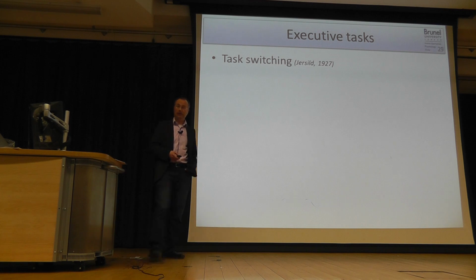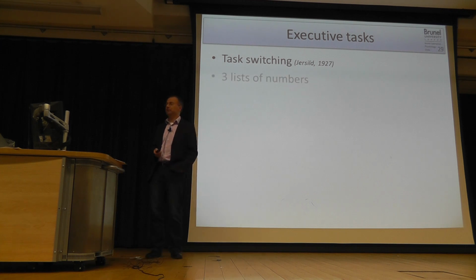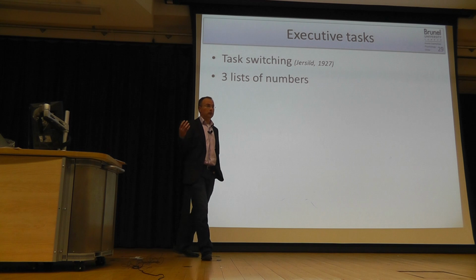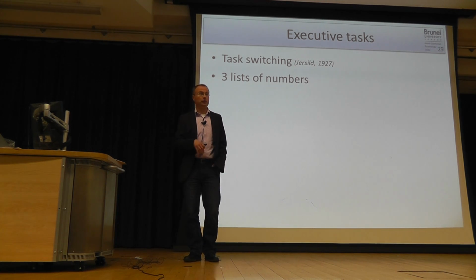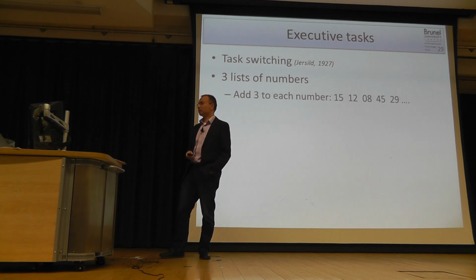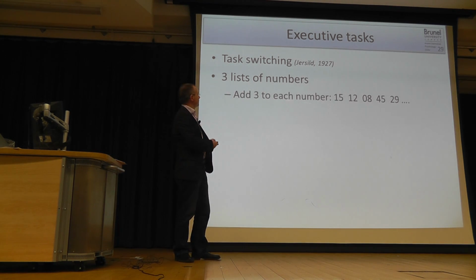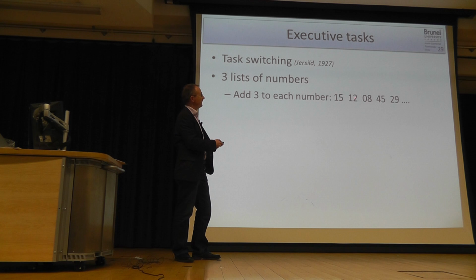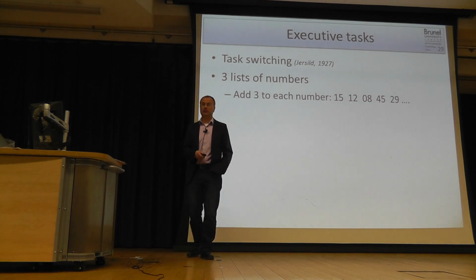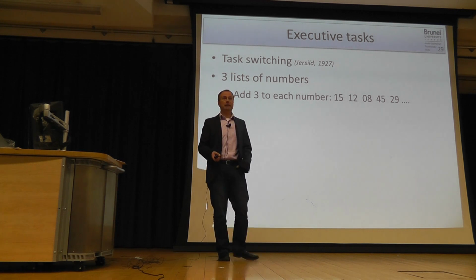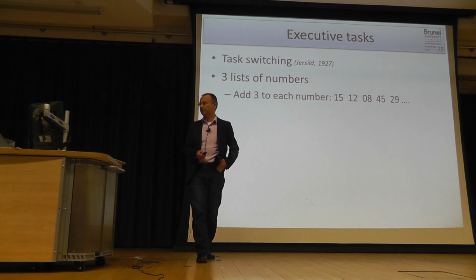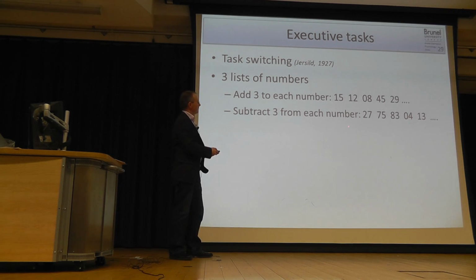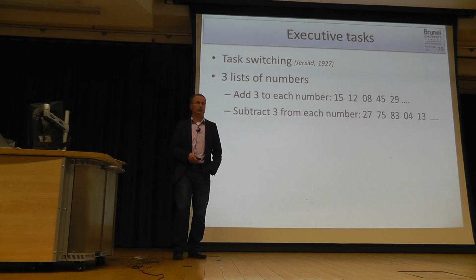Then we have the task switching paradigm, which was first described by Jersild in 1927, so it's quite an old paradigm. And Jersild still worked as usual at these times with lists of numbers. So it's not a computerized task, obviously, at these times. Participants got a list of numbers, and they had to add 3 to each number. Like 15, okay, the response is 18, 15, 11, and so forth. Let's say he got a list with 30 numbers, stopwatch, took the time, how long does it take? Then a second list: subtract 3 from each number, 27, 75, so here it's 24, 72, and so forth.